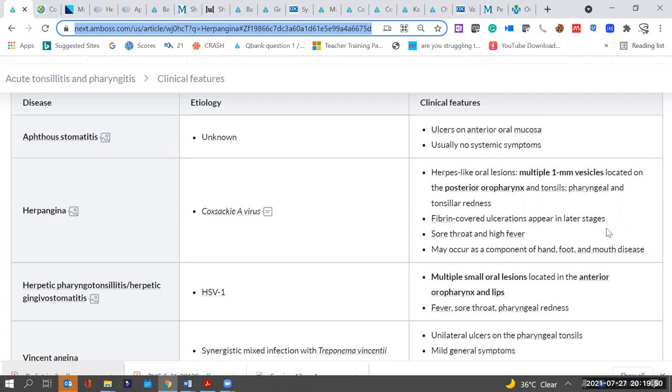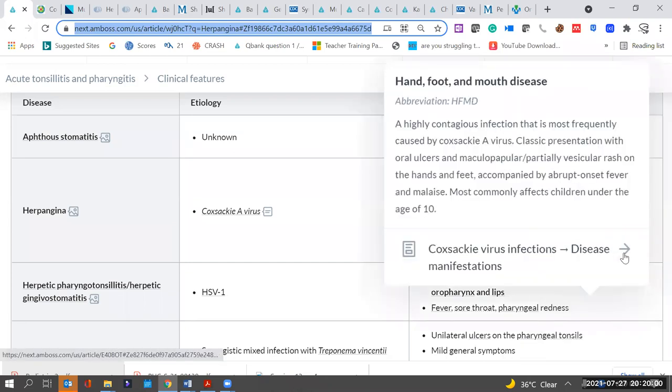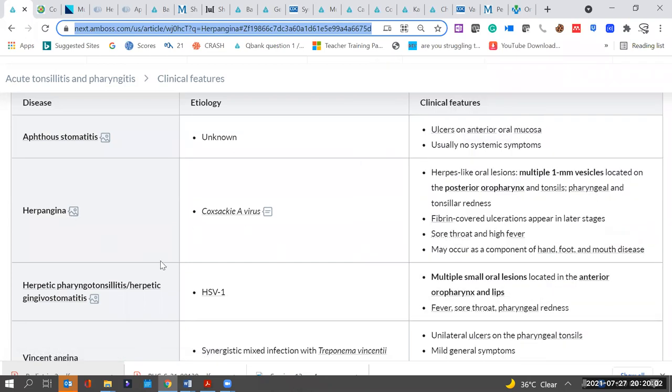Sore throat and high grade fever, of course, will be the presentation, and it may occur as a component of hand, foot and mouth disease. That is a separate disease, but a patient who has hand, foot and mouth disease can also present with herpangina. So for herpangina, just think about the patient with multiple vesicles: once you open his or her mouth, you can appreciate on the posterior wall of the pharynx multiple ulcers and multiple vesicles.